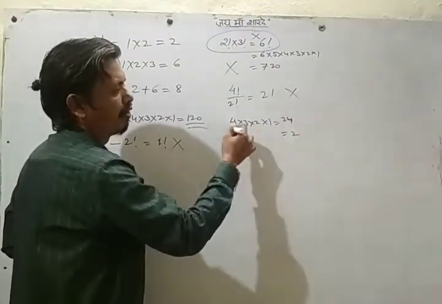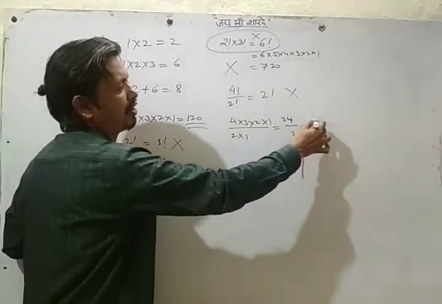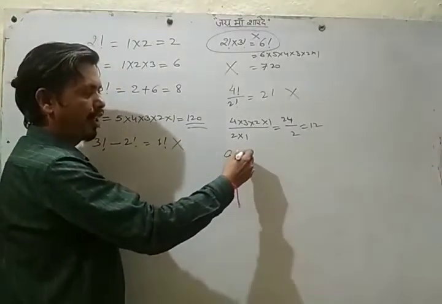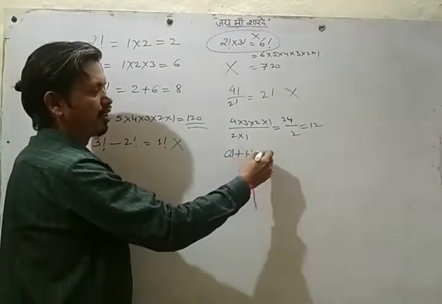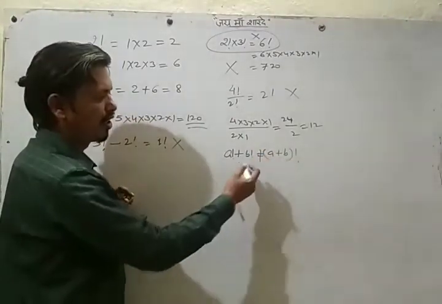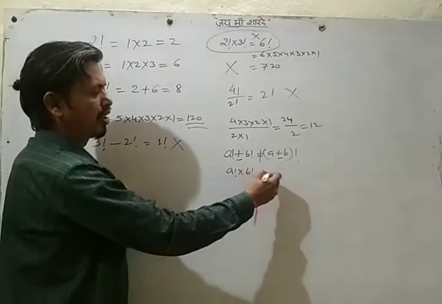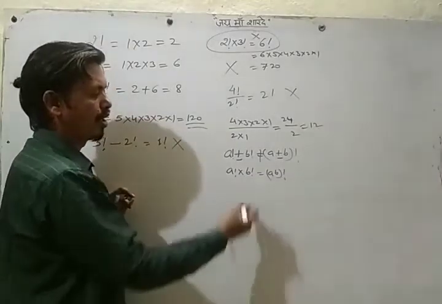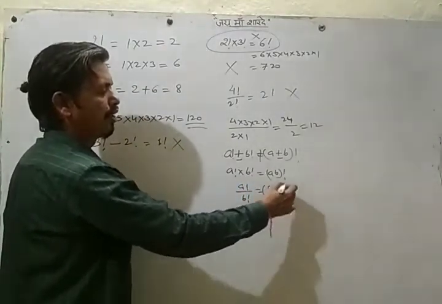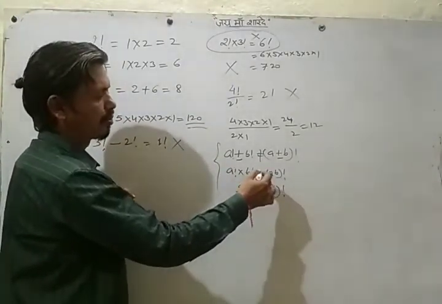So if we divide them, what do we get? 12. But here we are getting factorial 2, so it is wrong. So the sum of a factorial plus b factorial is not equal to (a plus b) factorial. We cannot add like this. We cannot subtract. Then a factorial into b factorial is not factorial ab. A factorial upon b factorial is not (a by b) factorial. Okay? These are not equal.